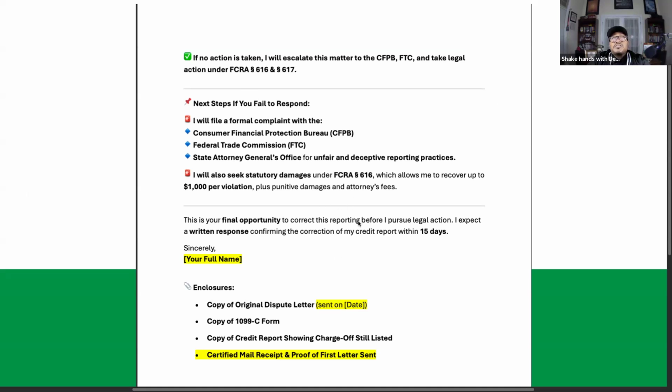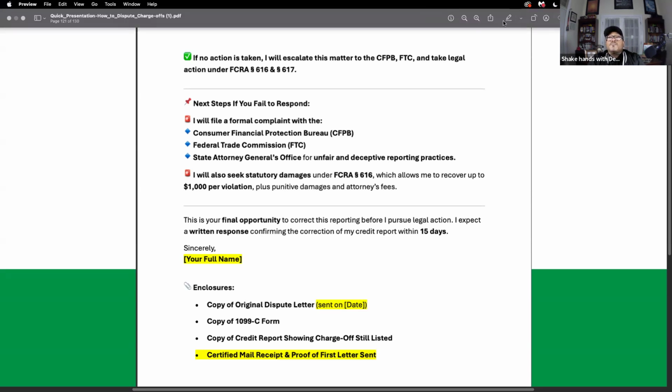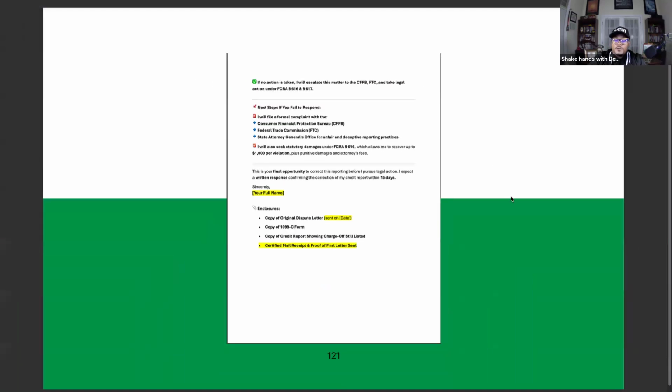All right, so right here, you're taking your pictures. And remember, I put something at the bottom here: Enclosures. Remember to always send, if this is your second letter, your original dispute letter, yes. Then you want to send a copy of your 1099-C form, yes. The certified mail receipt from the first one, yes. And also a new credit report showing that it's still on there. So let me zoom out of that one. So you got your picture there.